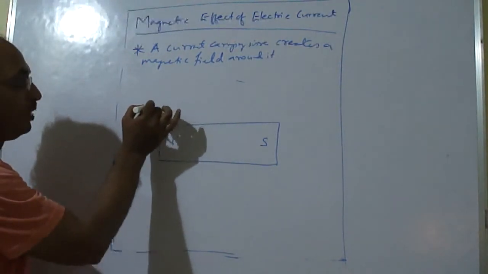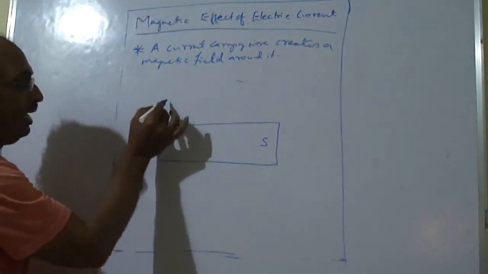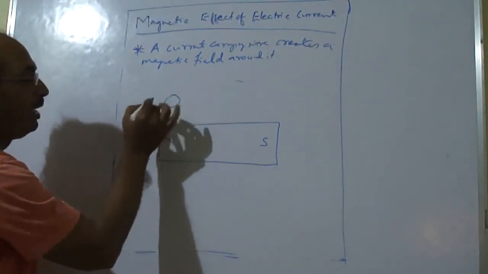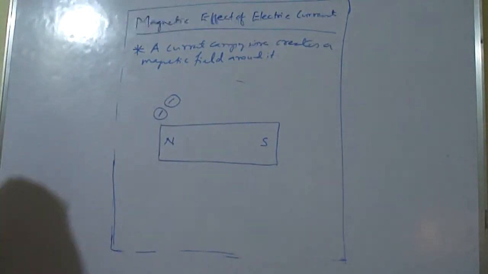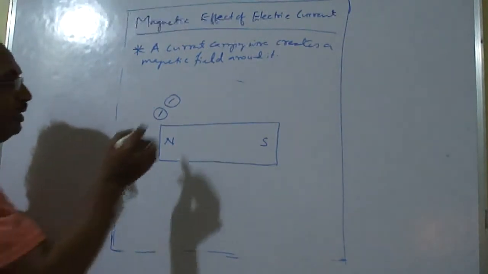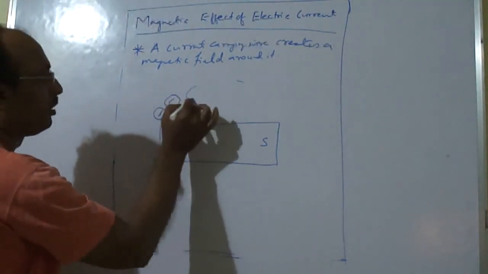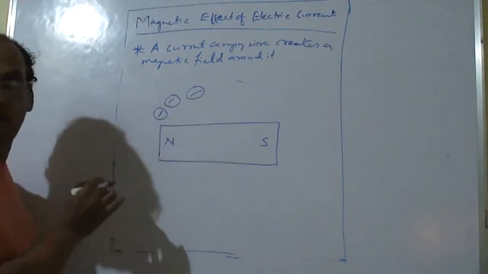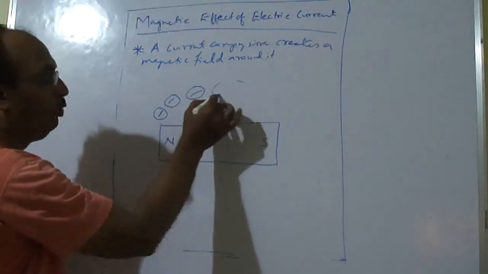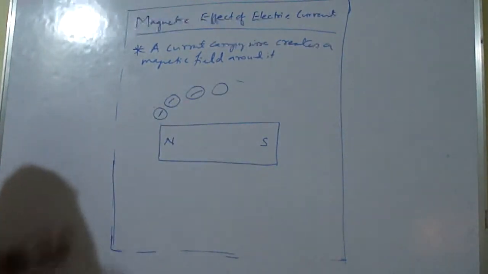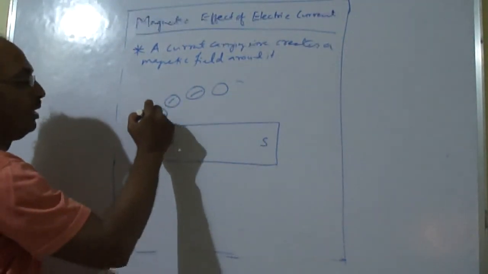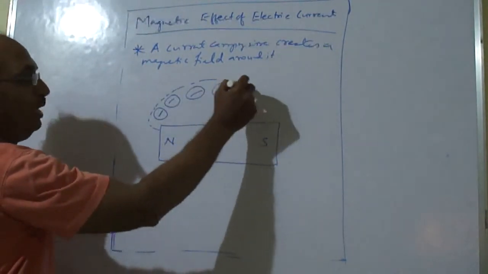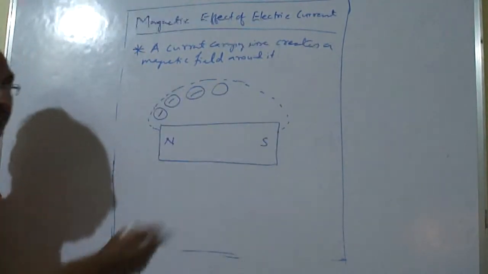Just mark here, put one dot. Then again you come here and place the compass needle again. Again it will align itself in the north and south direction. Then put another dot. So when you do this with the compass needle, placing it at several places, you will be able to find how the lines are moving around in this direction.